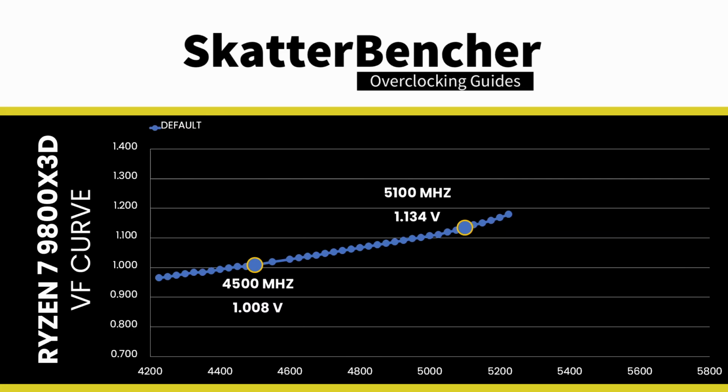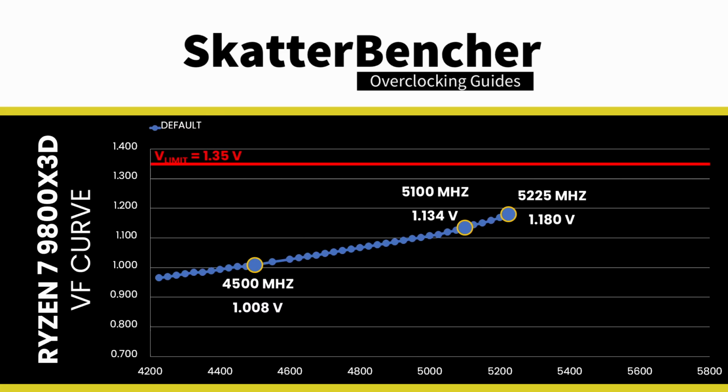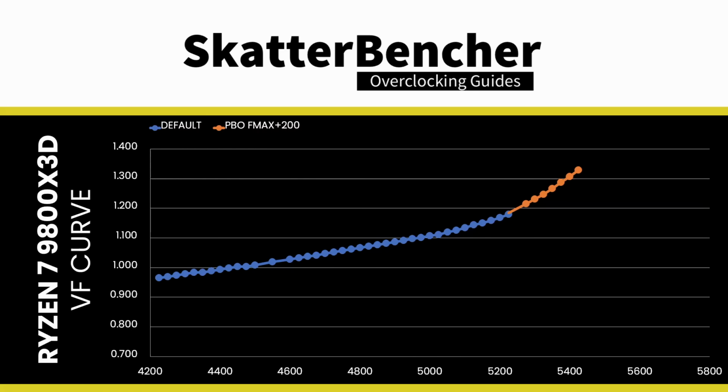Although it's not obvious from the VF curve, the maximum allowed voltage is 1.35 volt when all cores are active. The Precision Boost 2 algorithm utilizes the VF curve to find the maximum possible frequency at 1.35 volt. With the default curve, that's 5225 MHz at 1.18 volt. As I explained just a minute ago, we can use the Fmax boost override tool to increase the Fmax by another 200 MHz. Now, the Precision Boost algorithm pushes the CPU up to 5425 MHz at 1.328 volt, still below the 1.35 volt threshold.